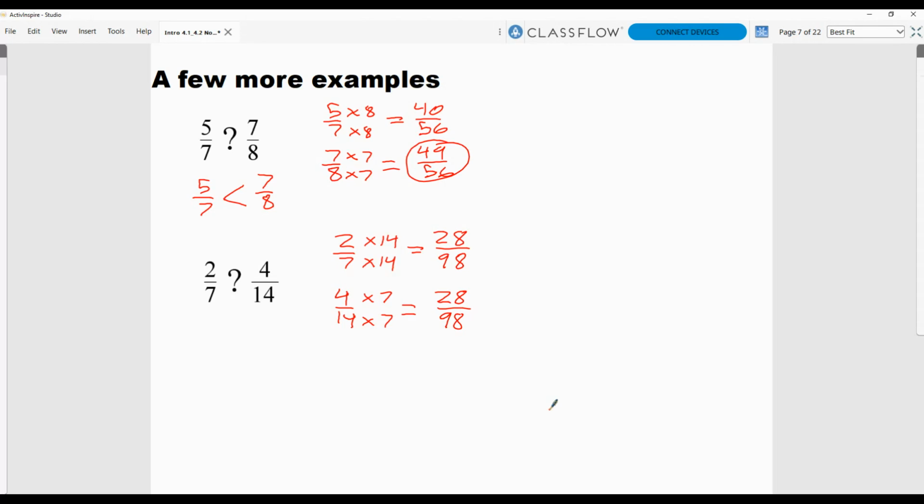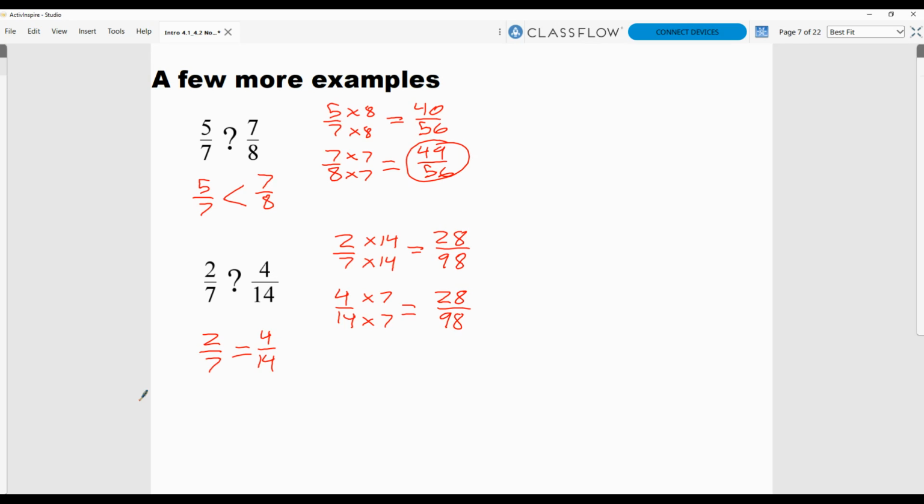So check them out. They are exactly the same. So these two fractions are equal, even though they're different. It kind of goes back to the last video lesson that we took a look at. They are equivalent fractions. So we're going to put an equal sign in between them because they are exactly the same. They're just written differently.